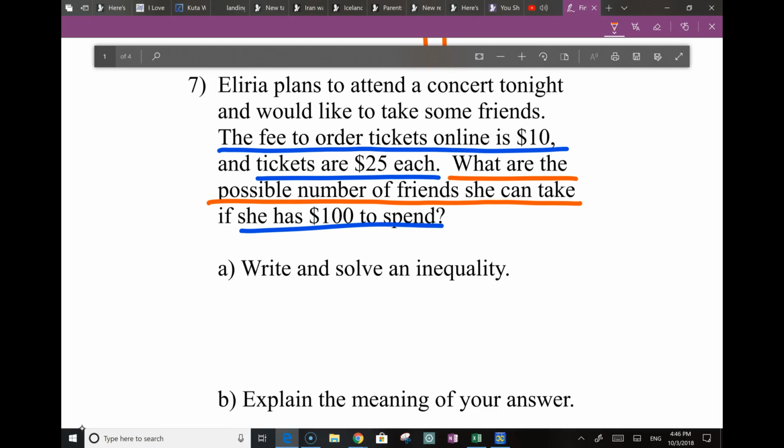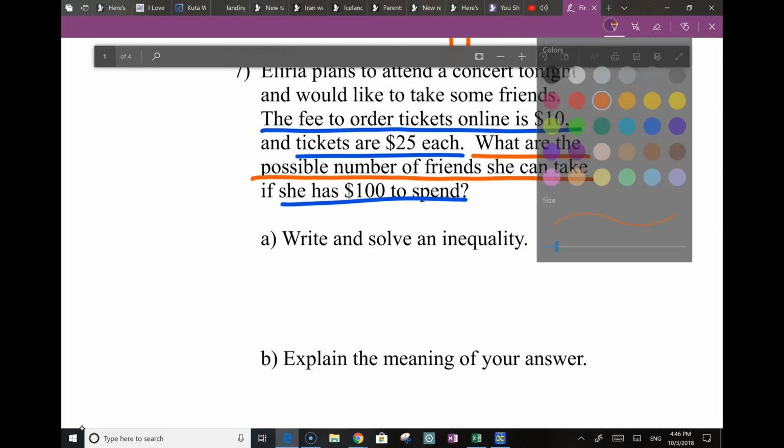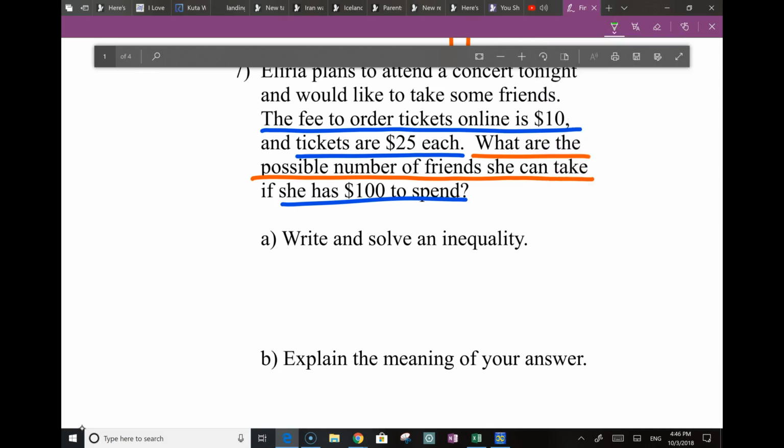Okay. Now, in part A, what I need to do is take what I know and write an inequality and then solve it. So the best way to do this is to start with the first piece of information, which is the online fee, which is $10. So it's going to cost her $10 just to order tickets. It's not the cost per ticket, it's a cost of using this online ordering ticket service. To that, we're going to add the cost of each ticket, which is $25 per ticket. And to indicate per ticket, we choose a variable since we don't know how many tickets she's actually going to buy. So we're going to use T for ticket.